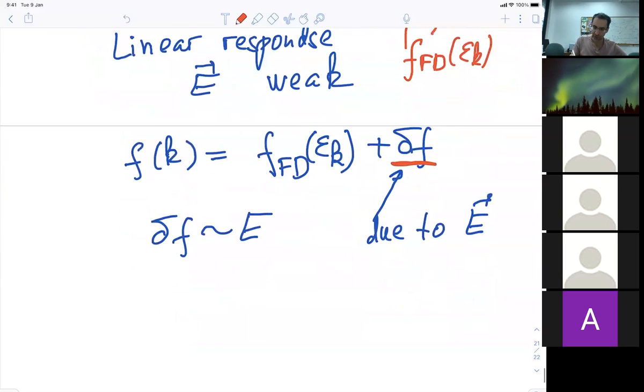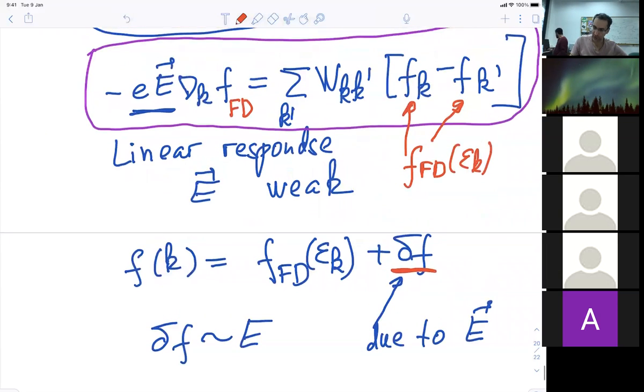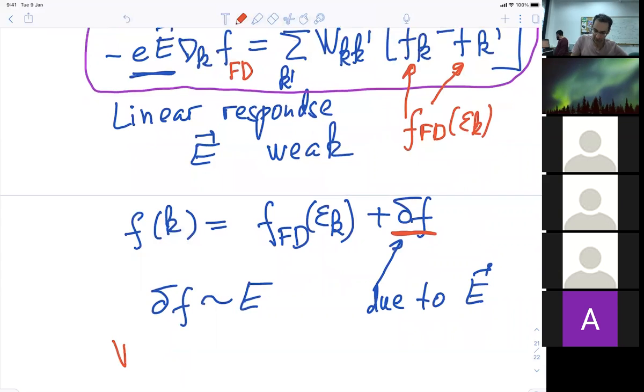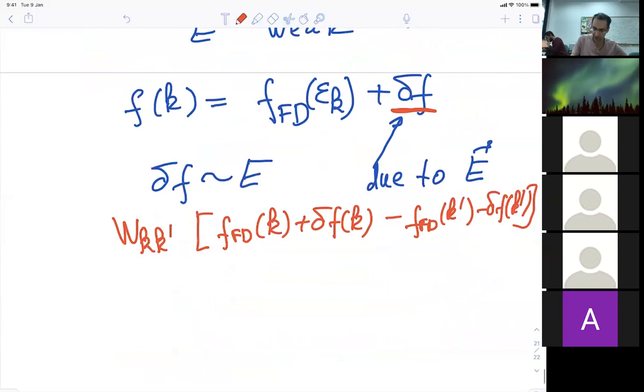Well, it's very easy to see. So let me just take this thing and look into that. So we have W k prime times f Fermi-Dirac of k plus delta f of k, minus f Fermi-Dirac of k prime minus delta f of k prime. Now let me group these terms.